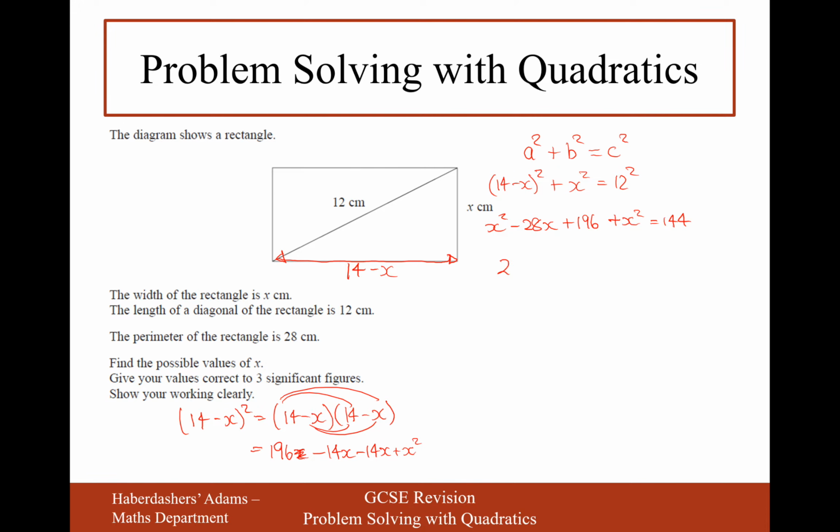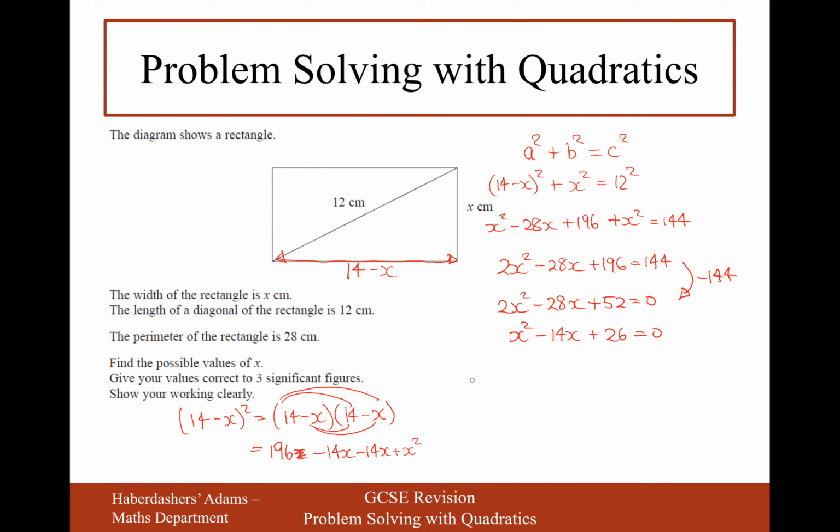Let's simplify this now. 2x squared minus 28x plus 196 equals 144. We're looking to work out the possible values of x, so I now need to subtract 144 onto the other side. So that's now going to be 2x squared minus 28x, plus 196 take away 144 is 52. Let's half everything now. Might as well make the question a bit easier for us. Half of 52 is 26.